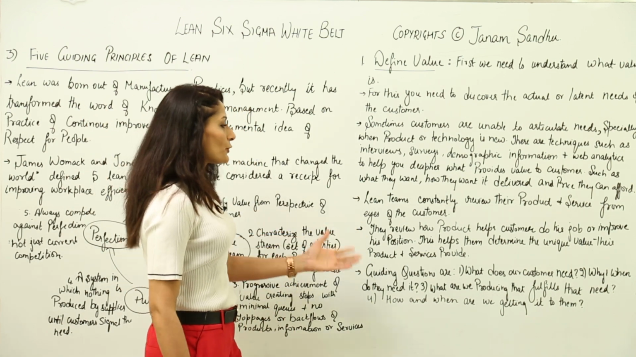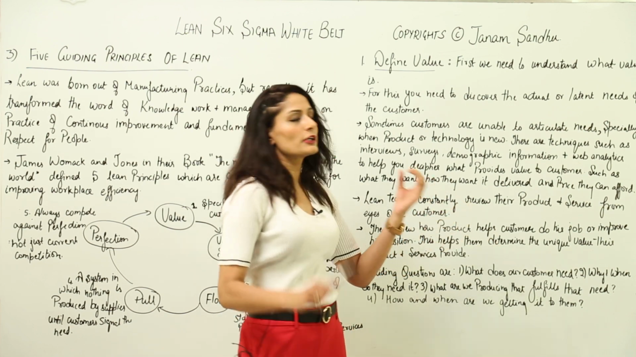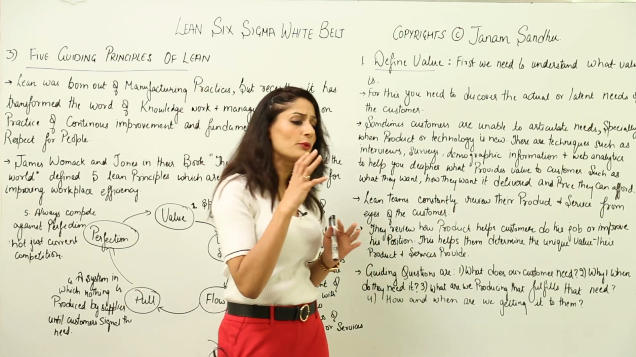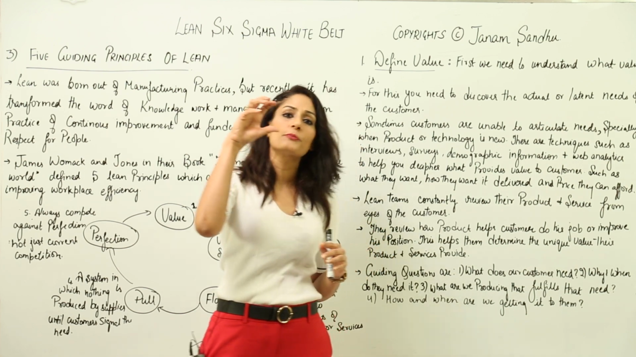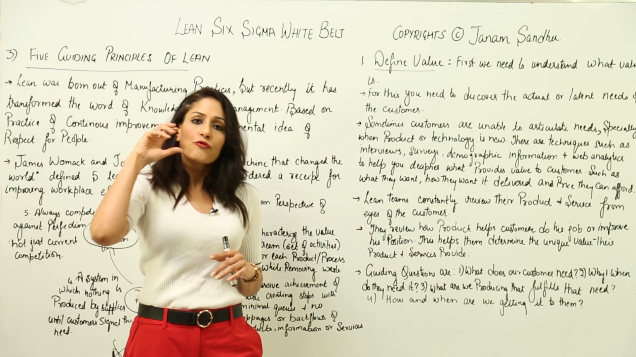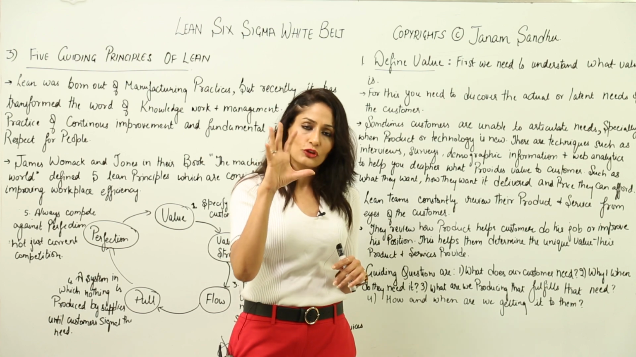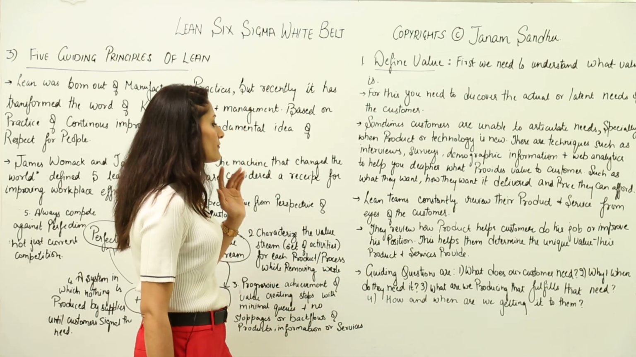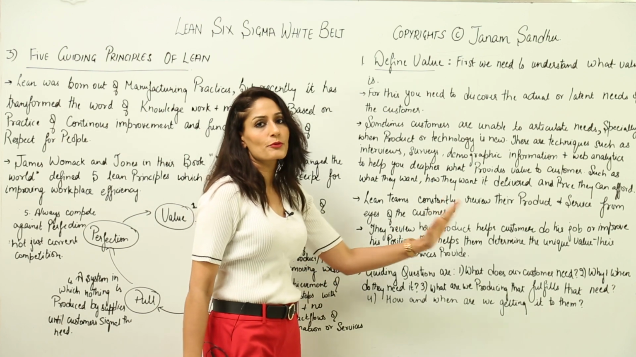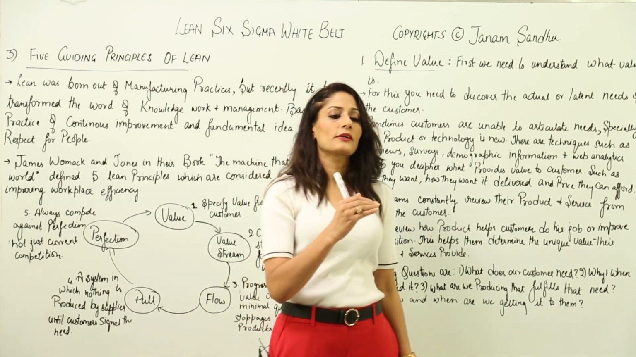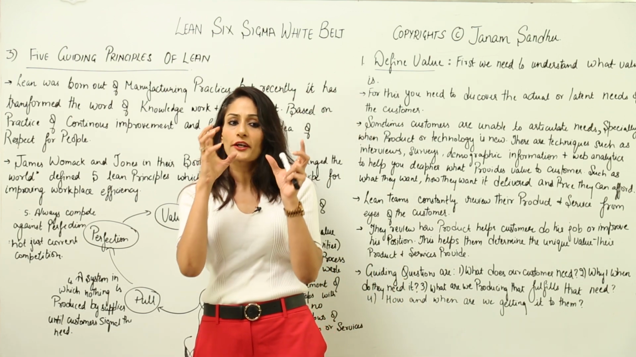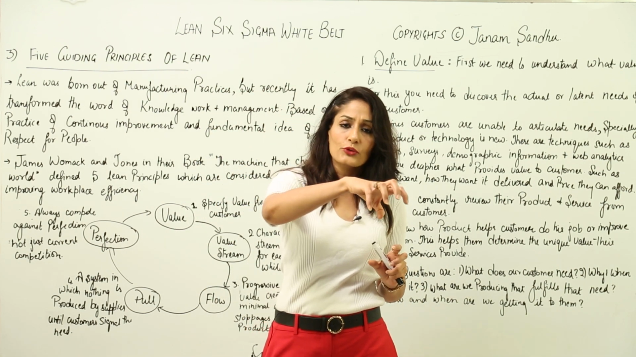Then lean teams review how products help the customer do his job or improve his position. That is, we try to understand how the product is being used by the customer, for what purpose, and does it actually solve that purpose. This helps them determine the unique value their product and service provides. So when you try to understand your product from the perspective of the customer, then you actually find out whether it's giving value to them.